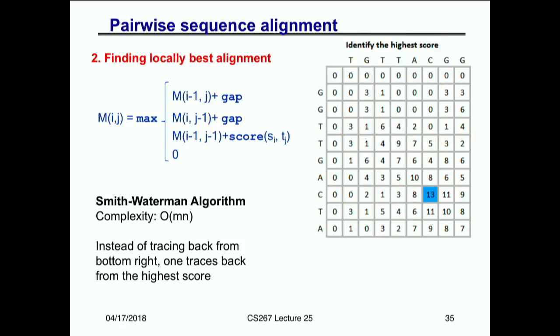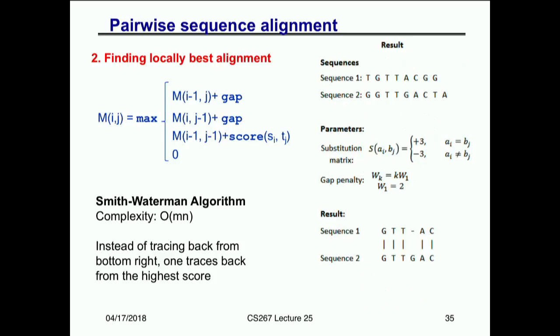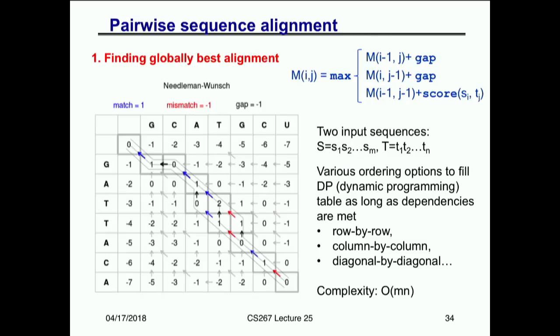So this is dynamically filling the table. Before that, let me go back. Okay, I filled the table. Now how do I find the best alignment? I mean, the dynamic programming will only give me this table in full. So what do I do after that? Any guesses? It's actually in the picture.